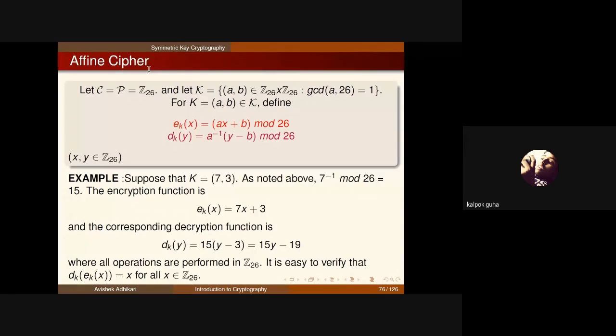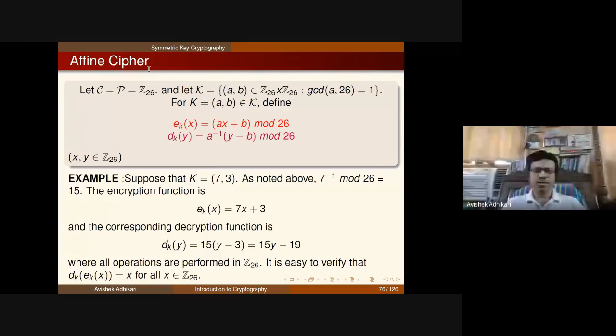For the Caesarean cipher, we are taking a equal to 1. So if you just put a equal to 1, then you can consider 1 comma b, and that is nothing but the key for the Caesarean cipher. See, if we put 1 here, then this is x plus b and this is y minus b, same thing. So the affine cipher is nothing but a generalization of the shift cipher. Okay, and here the size of the key space has increased. As a result, you can think that this scheme could be considered a better scheme than the previous one. Okay. Now I will come to today's class.